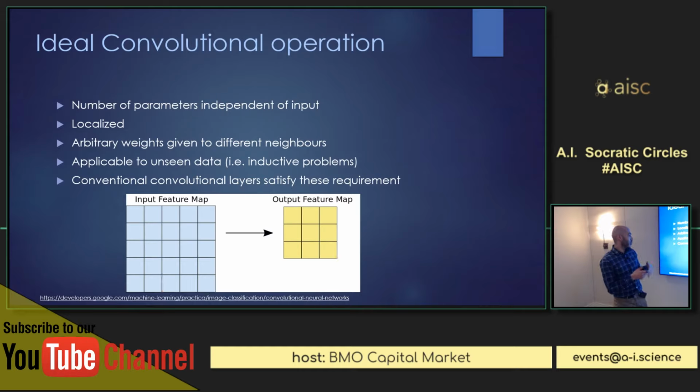And note that conventional convolutional layers satisfy all these requirements trivially because you're dealing with a structured domain. But for graphs, we'll see how this was solved by the authors.